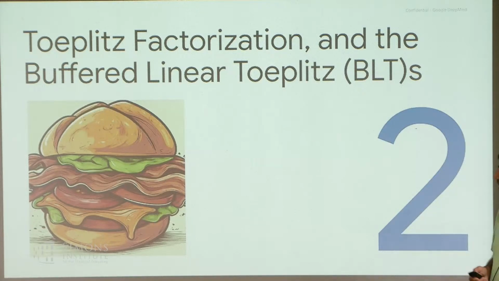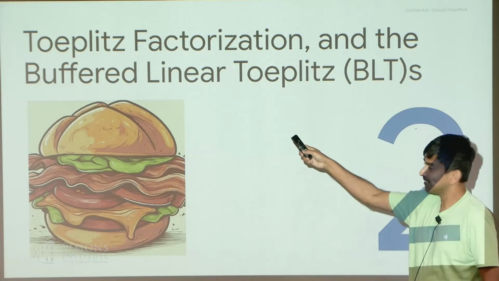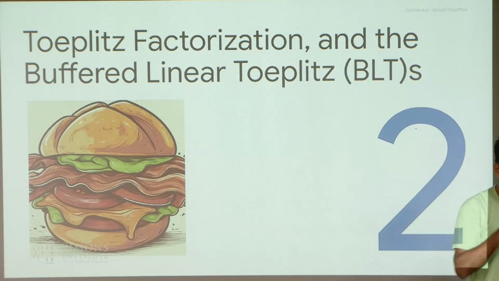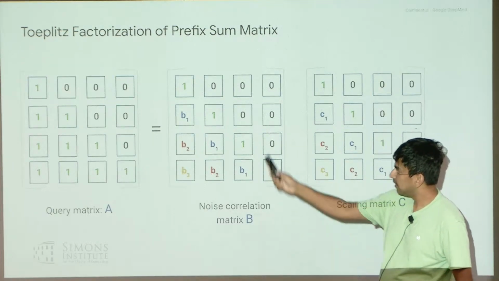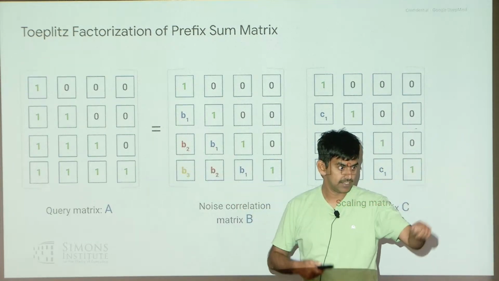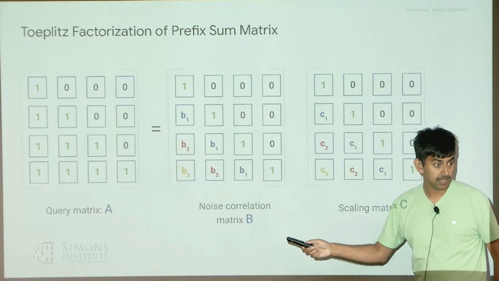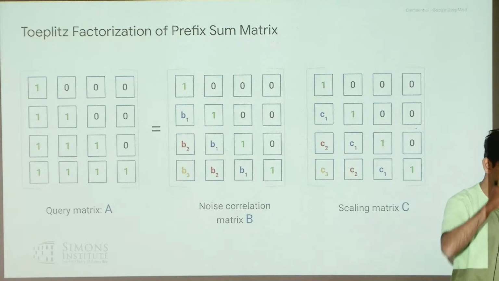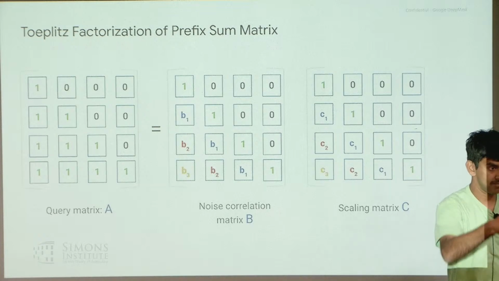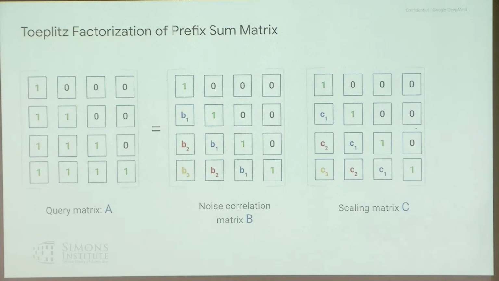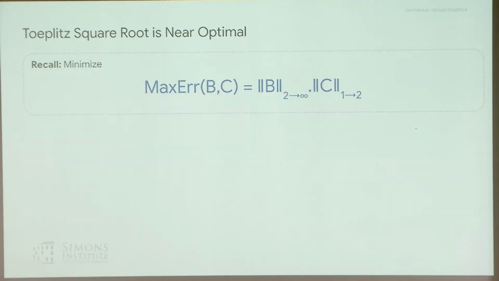So now let's go to Toeplitz factorization and the BLTs, which is a new operator we introduced. Maybe this has been studied in the literature, please correct me. We did not know of it, so we just gave it a name: Buffered Linear Toeplitz operators. So where does Toeplitz factorization come in? Let's give it some names. A is the query matrix because that's what is hitting the gradient. B is the noise correlation matrix because that is correlating the noise across the time steps. And C is the scaling matrix because it is scaling the data vector. Recall, I want to minimize the max error.